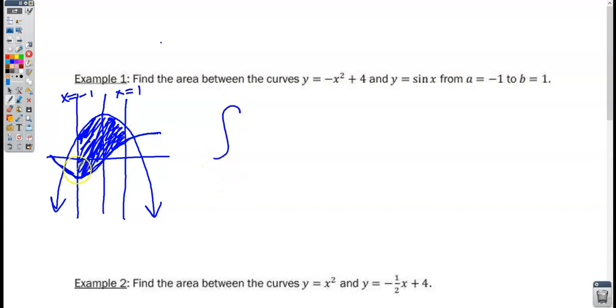Okay, so now to set this up, I'm going to take the integral from the left end of the region to the right end. The left end happens where x is equal to -1. And the right end happens over here where x is equal to 1, so that's going to be my upper limit. There's my limits of integration. Excuse me. And now I'm going to take upper curve minus lower curve. The parabola is the upper curve.